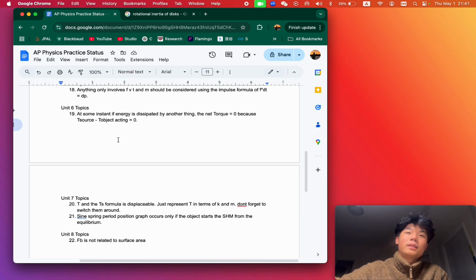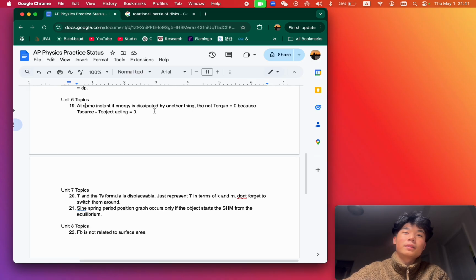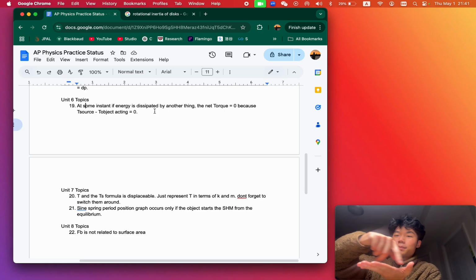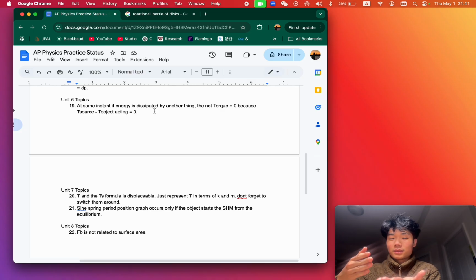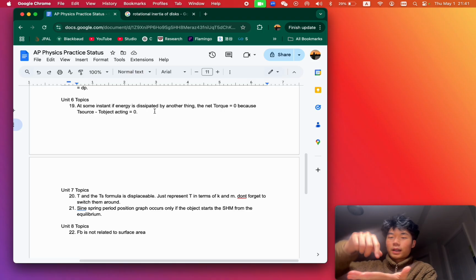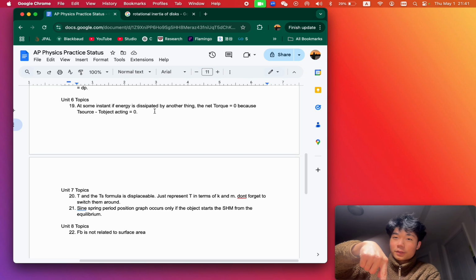Unit 6, 19. At some instant, if energy is dissipated by another thing, net torque equals 0. For instance, if you have a spinning thing, and there's friction on the surface, basically the energy will be dissipated. I like to think there's at some point net torque equals 0, because this surface has a force to counteract the torque that you have applied to the disc, so that at this instant it's going to stop because of the friction.